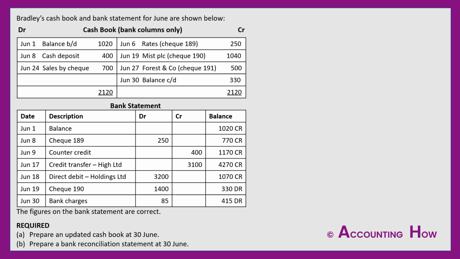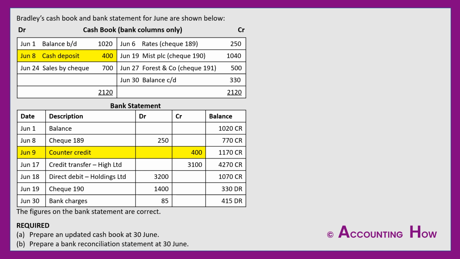First thing I'm going to do to start this question is look for things that both we, or Bradley, and his bank know about. The first thing I've highlighted there, on June the 8th, Bradley made a cash deposit of £400. So he paid £400 into his bank. And when I look on his bank statement, I can see the corresponding entry. There's the £400. So from Bradley's point of view, in the cash book, it's a debit. From the bank's point of view, it's a credit.